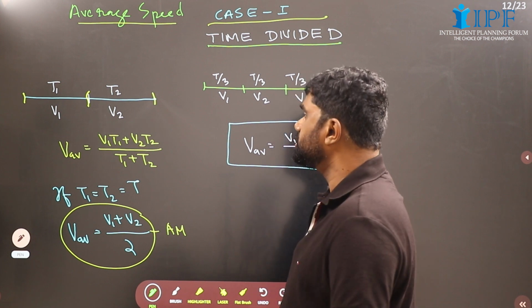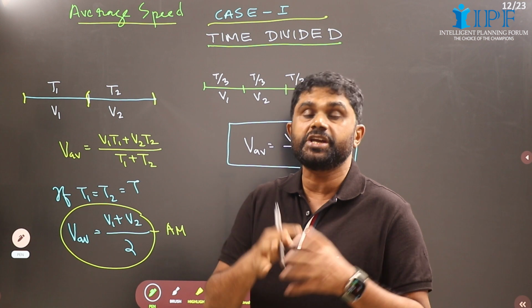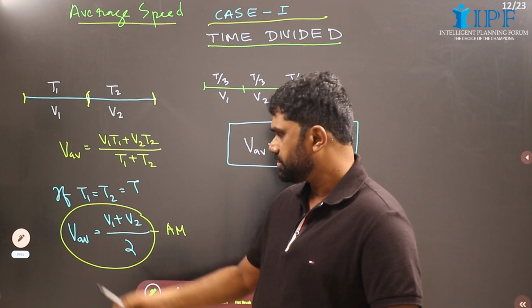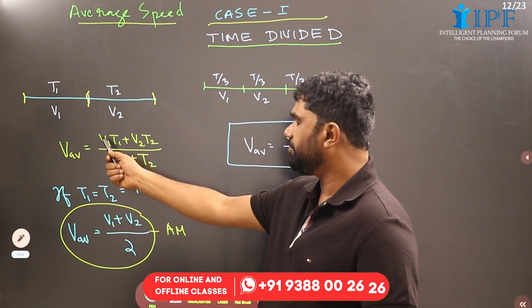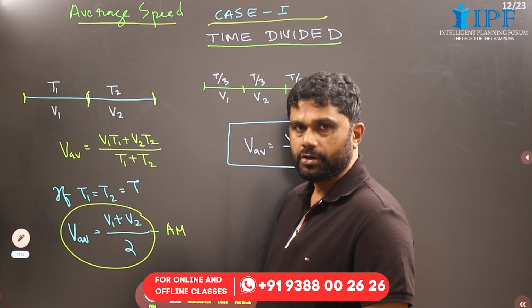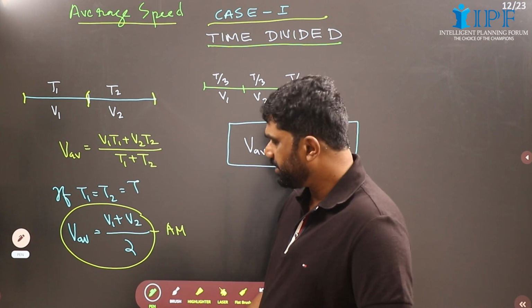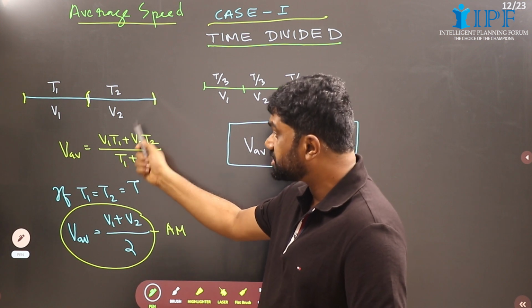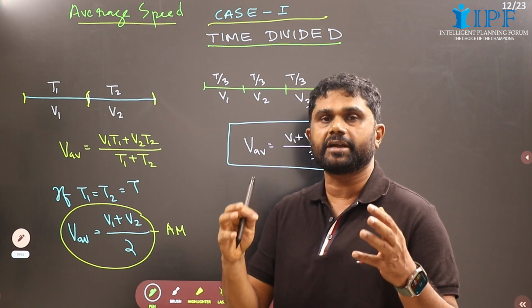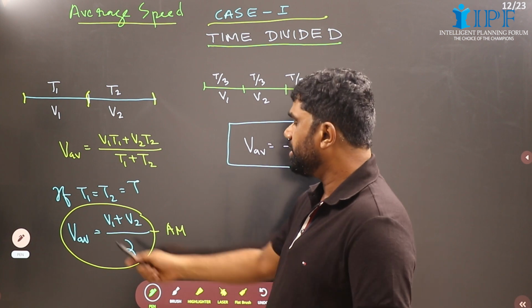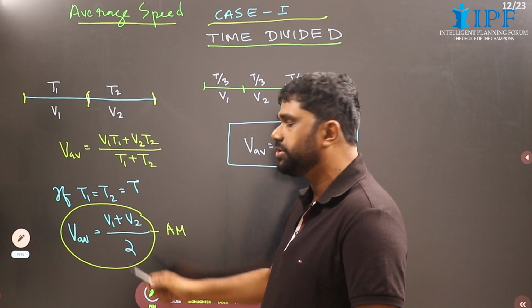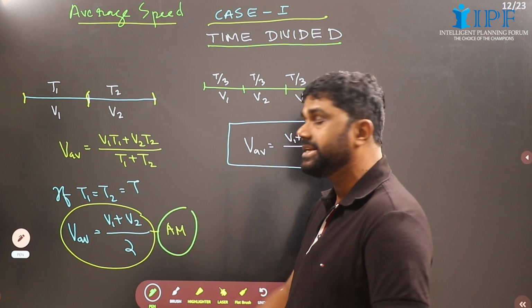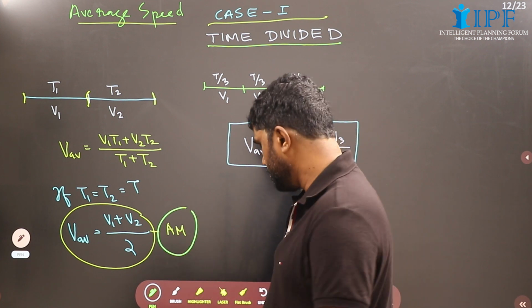Now suppose the total time of traveling is divided into two equal intervals, so t1 and t2 are equal, say each equal to t. So t1 equals t2 equals t. Here it will be v1t plus v2t over t plus t. On the denominator it will be 2t, and in the numerator we can take t outside, and what comes inside the bracket is v1 plus v2. So we will get v average equal to v1 plus v2 divided by 2, and it is called the arithmetic mean, the AM of v1 and v2.